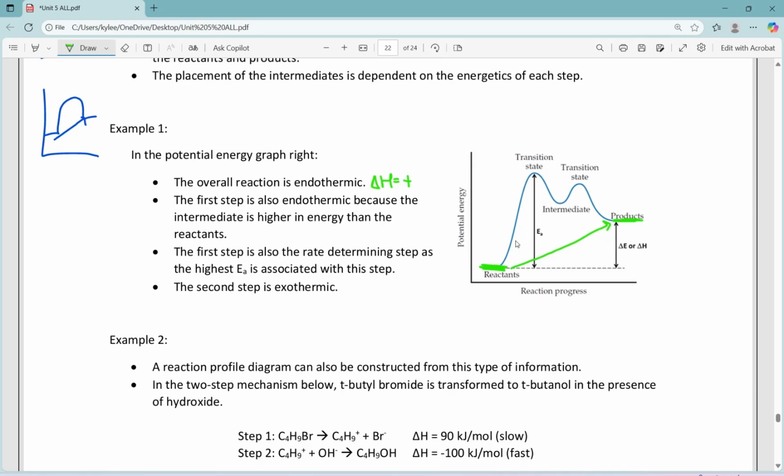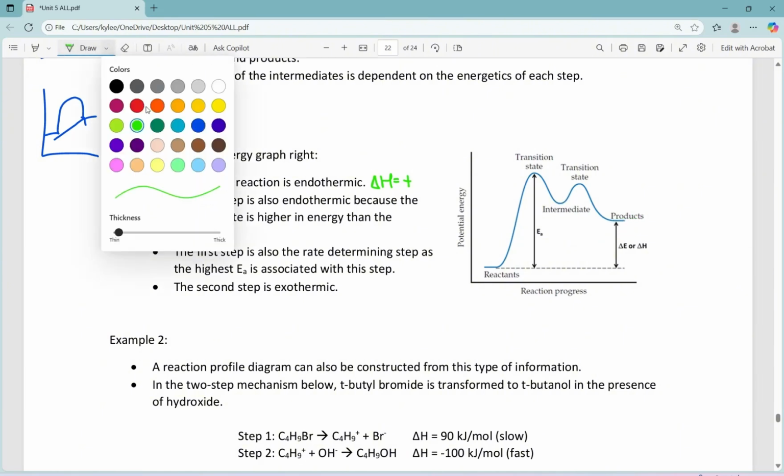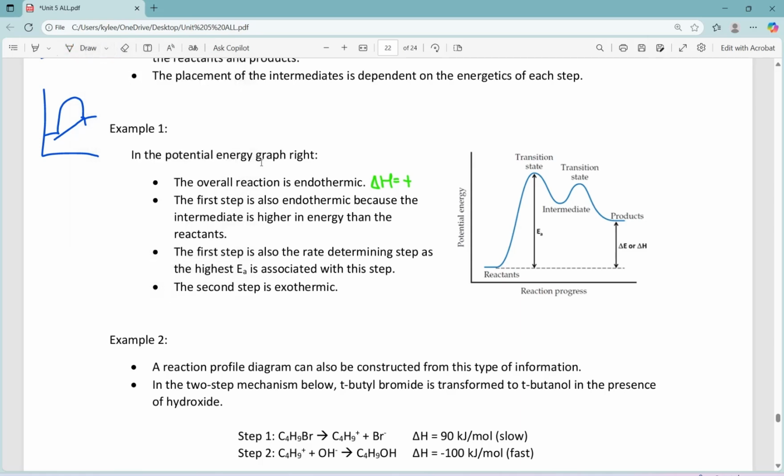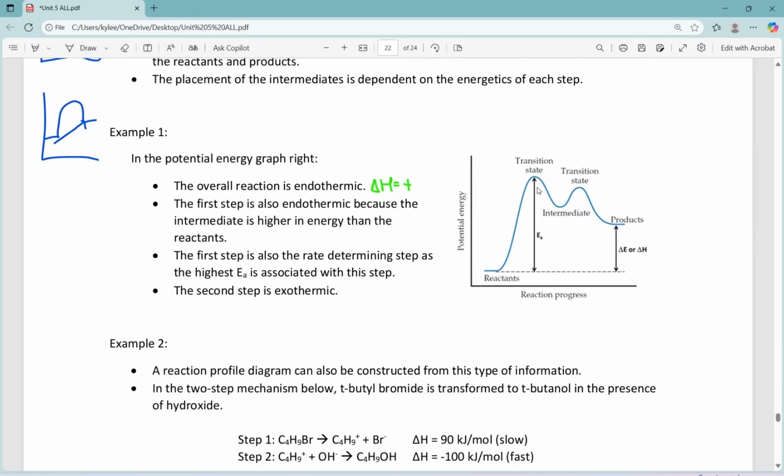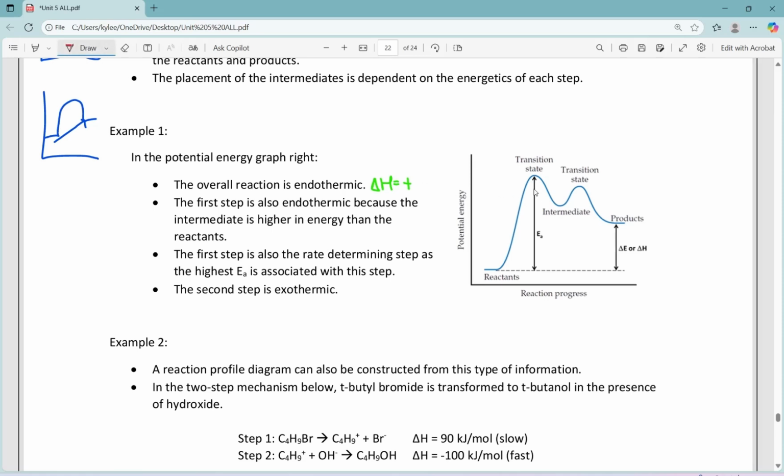The first step is also endothermic because I'm starting low and ending at a high where the intermediate is. The first step would also be considered my rate determining step. And the reason that it's my rate determining step is because if I compare the activation energies of each one, for step 1, my activation energy is going to be represented from this line. So remember, activation energy is from where I started to the top.